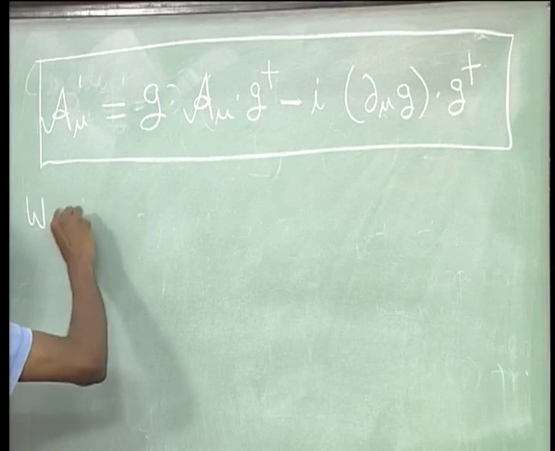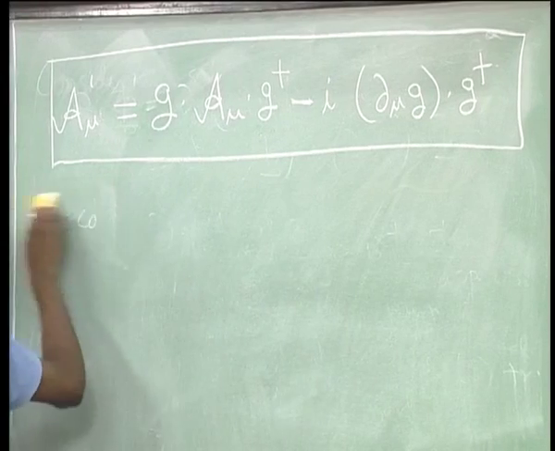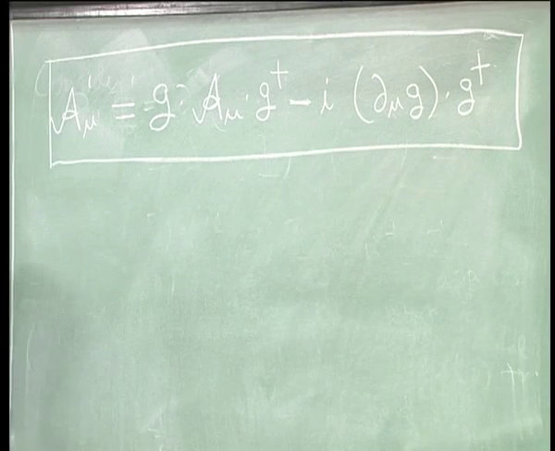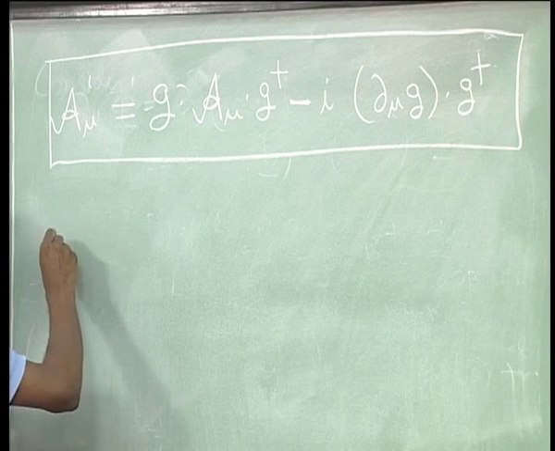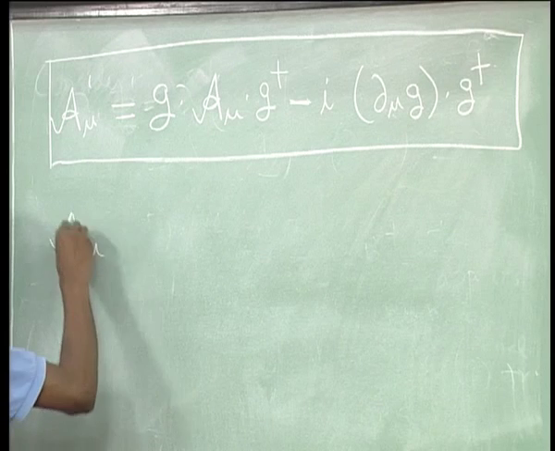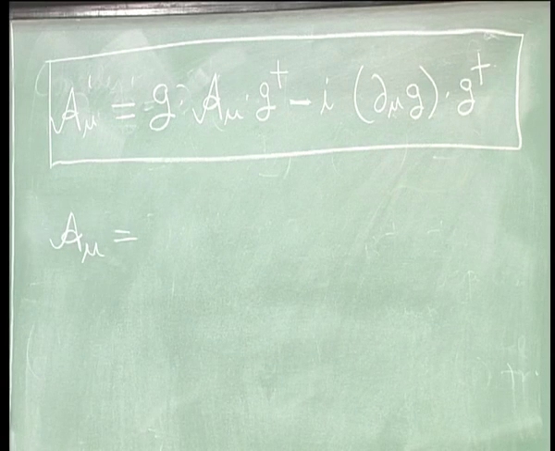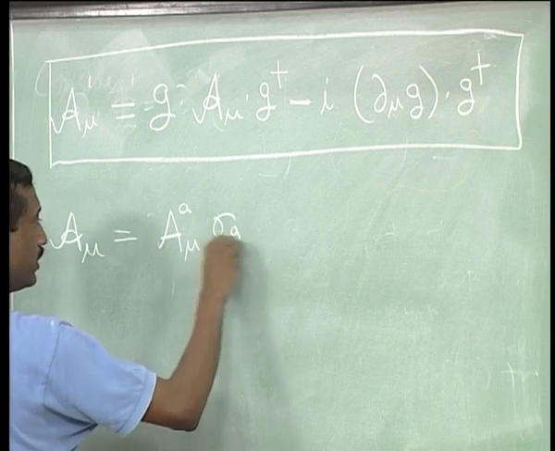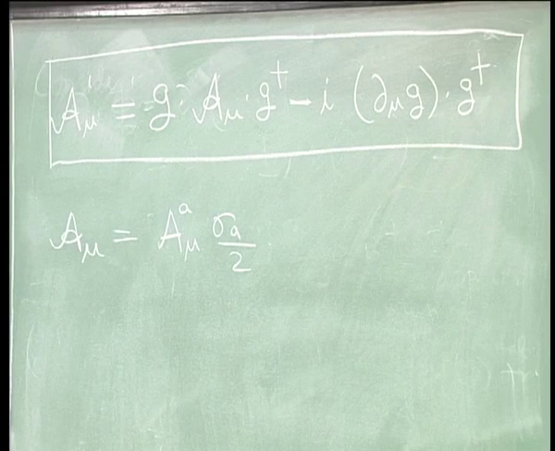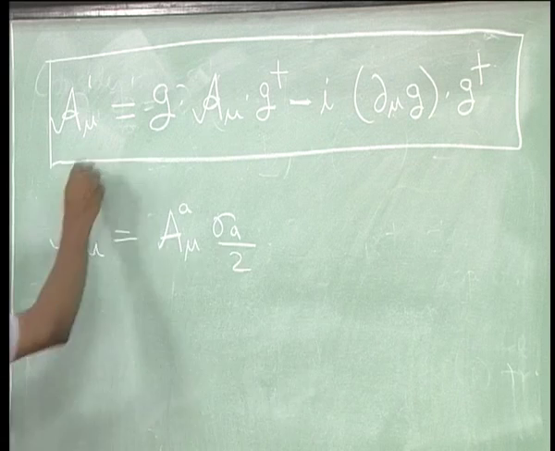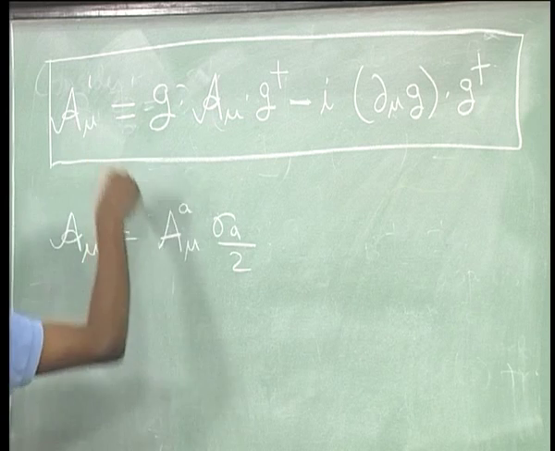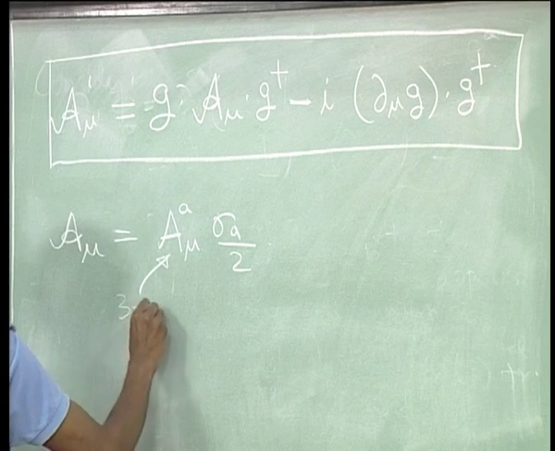We can do two things. So the thing here is, let it remain this way. Suppose we expanded A mu, it's valued in the Lie algebra. So I will write this as A mu a sigma a by 2. Then you can rewrite this. So what you will see here is that these are the 3 gauge fields.